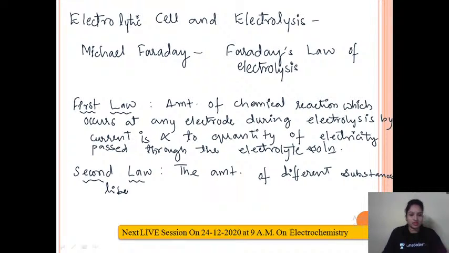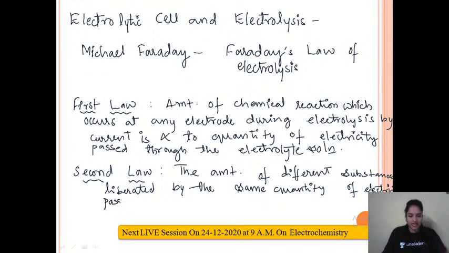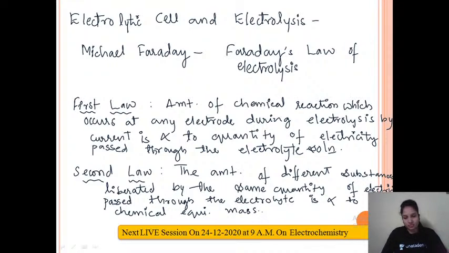liberated, meaning formed. The amount of different substances liberated or formed by the same quantity of electricity passed through the electrolyte is proportional to the chemical equivalent mass, or weight, of the substance.